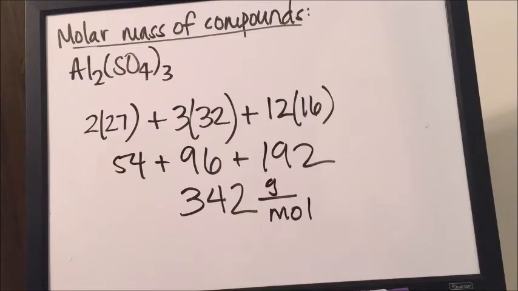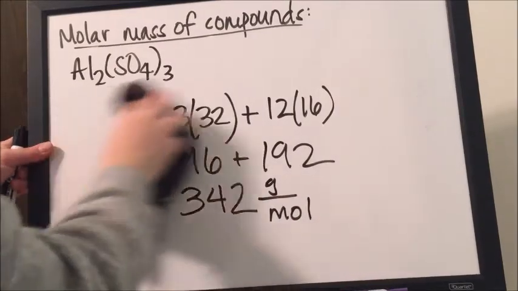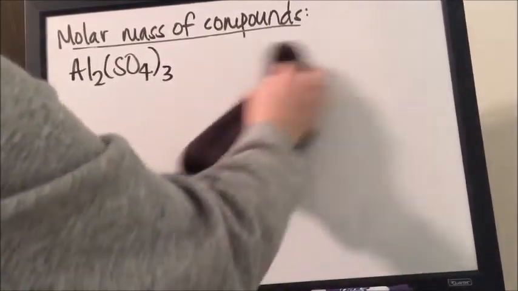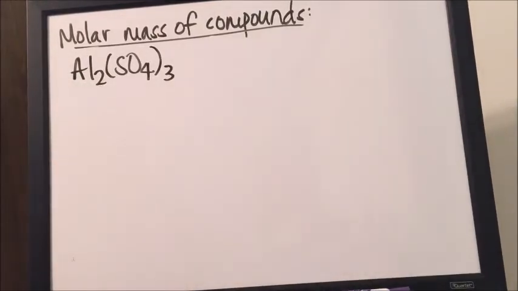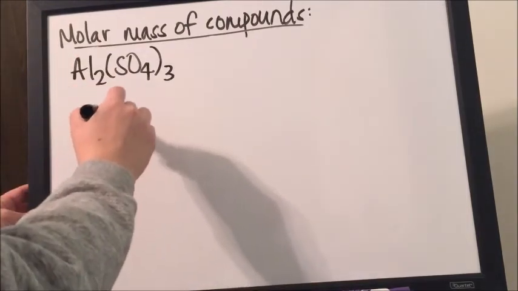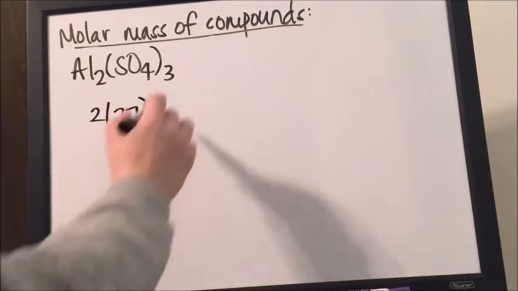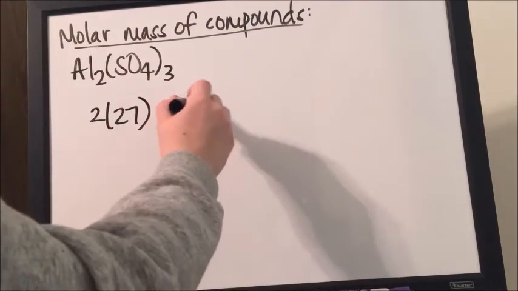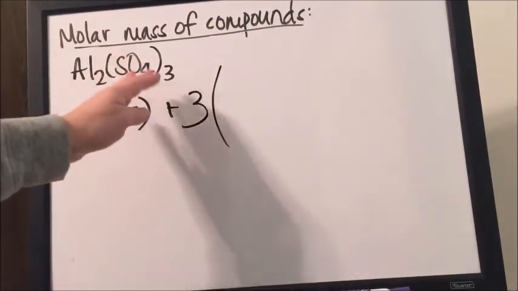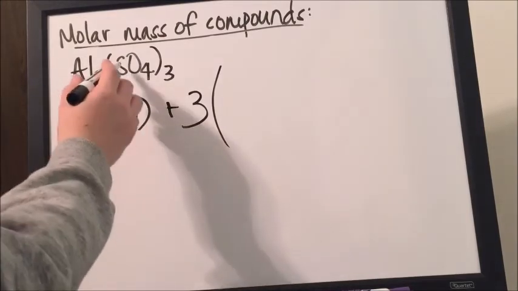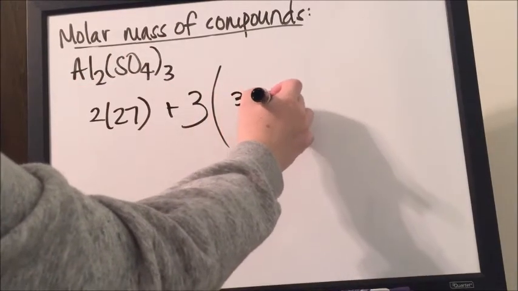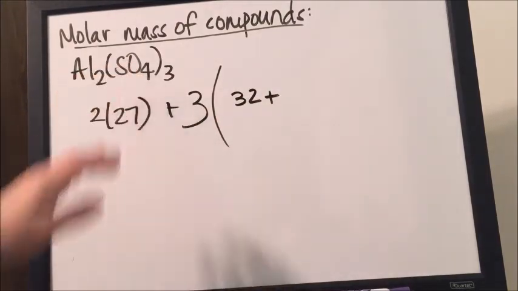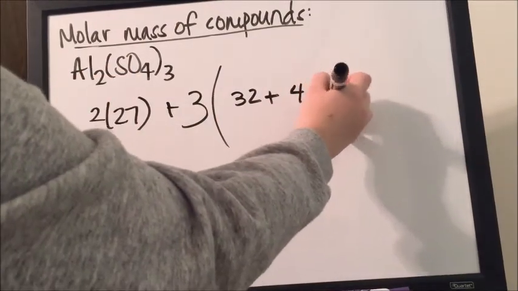Okay, what's the other approach to this? The other approach is to think about it in parts. The metal part and then the polyatomic part. You're going to get the same answer, but there's always multiple ways to do this, and I want you to be aware of that. So 2 aluminums, still 2 27s. Then the other way to think about this is 3 groups of SO4. So 3 times whatever SO4 weighs together. So sulfur is 32, and then 4 oxygens are 4 16s.